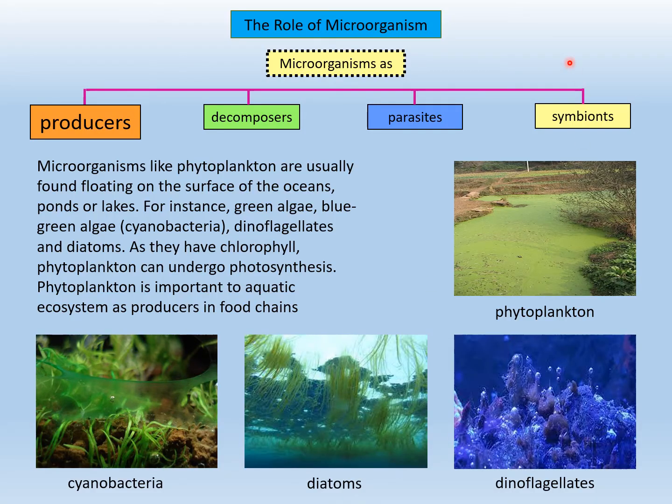The role of microorganisms: microorganisms as producers, decomposers, parasites, and symbionts. Microorganisms like phytoplankton are usually found floating on the surface of the oceans, ponds, or lakes. For instance, green algae, blue-green algae or cyanobacteria, dinoflagellates, and diatoms. As they have chlorophyll, phytoplankton can undergo the process of photosynthesis. 70% of Earth's oxygen production is from phytoplankton. Phytoplankton is important to aquatic ecosystems as producers in food chains.